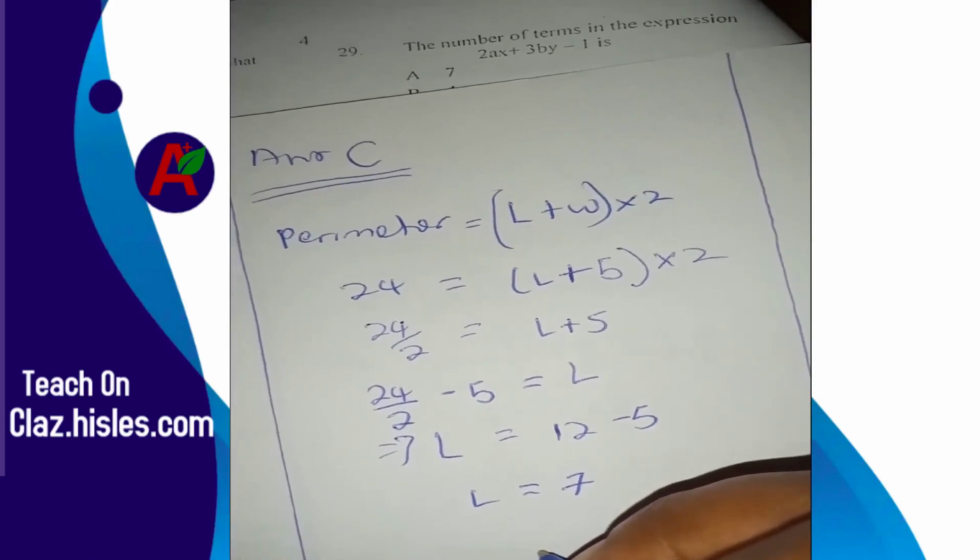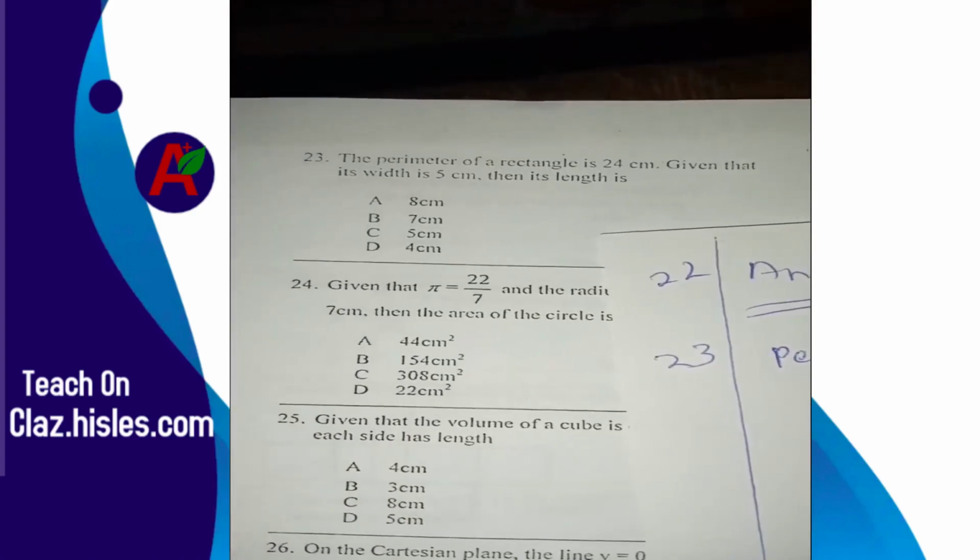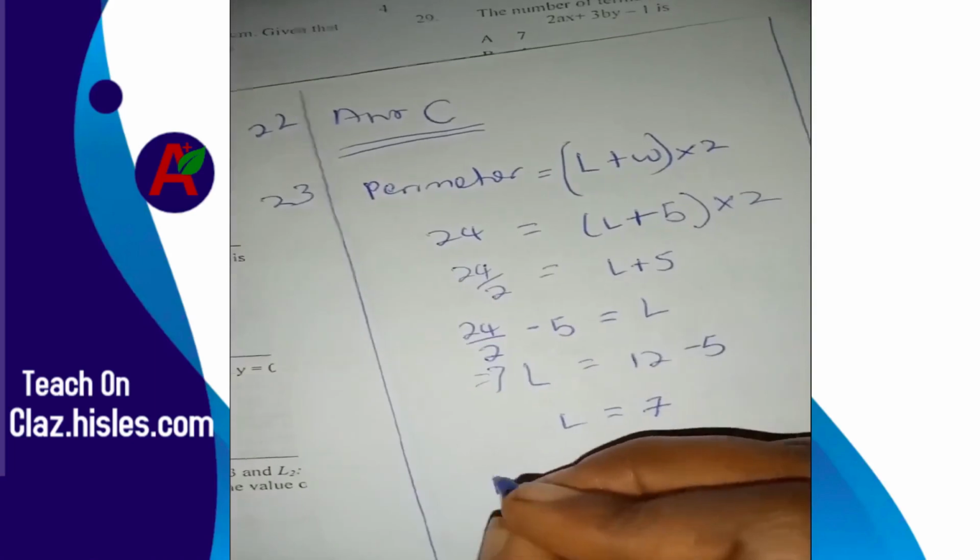Okay, so the answer to number 23 is B. So 23, our answer is B.